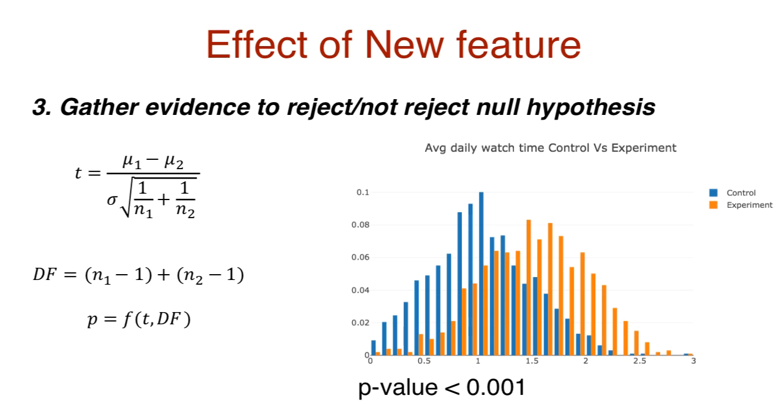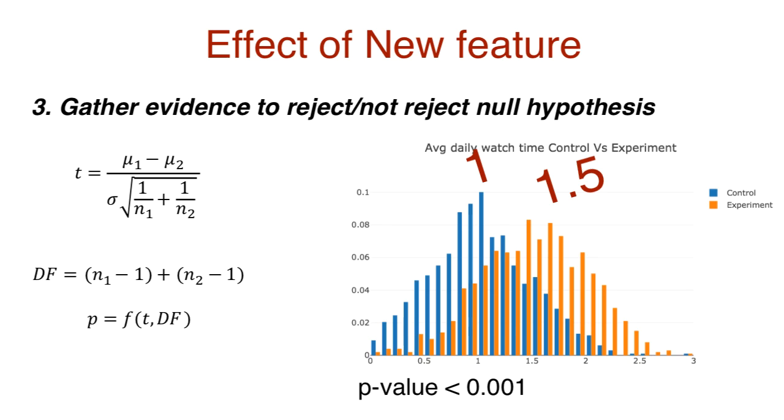In this histogram, I plot the average daily watch time for 1,000 control users and 1,000 experimental users. The mean is about 1 hour for control users and 1.5 hours for experiment users, but we need to make sure this difference of 30 minutes is statistically significant before we say one is greater than the other. We can check this out using the t-test.